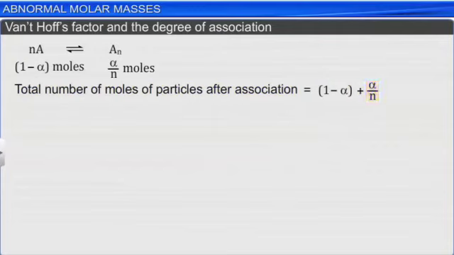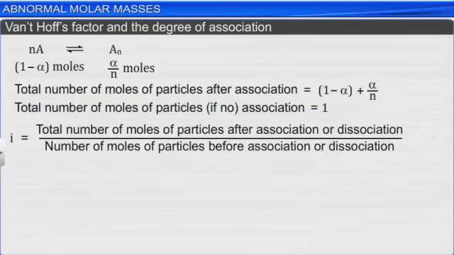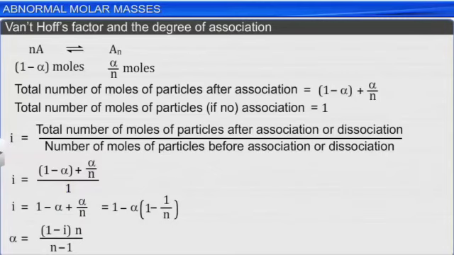If there is no association, then the number of particles is equal to 1. Substituting the values of the number of particles in the relation, i is equal to total number of moles of particles after association or dissociation divided by the number of moles of particles before association or dissociation. We get i is equal to (1 minus alpha plus alpha divided by n) divided by 1. On simplifying for alpha, we get alpha is equal to (1 minus i) multiplied by n divided by (n minus 1).